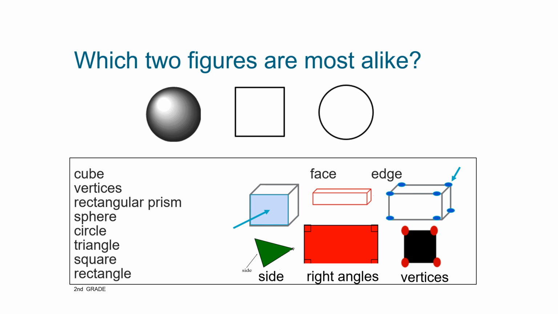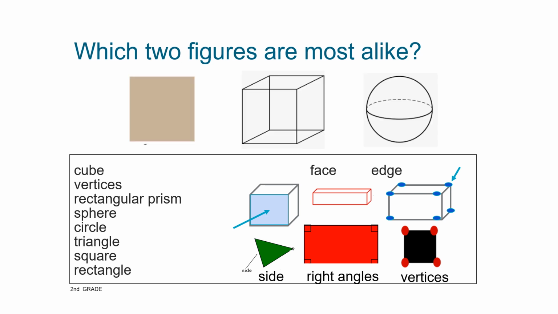All right, we have one more. This is the last one. Which two figures are most alike? Explain your thinking out loud. You can draw pictures or write words on your paper if that helps you too. And the word bank is still at the bottom of the page to help you use math vocabulary. I will give you time to choose your two that are alike and explain why. Tell me why you think they are alike.